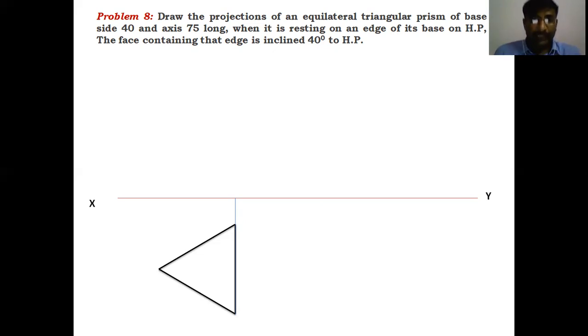Axis perpendicular to HP, axis inclined to HP is given, so top view should be drawn.